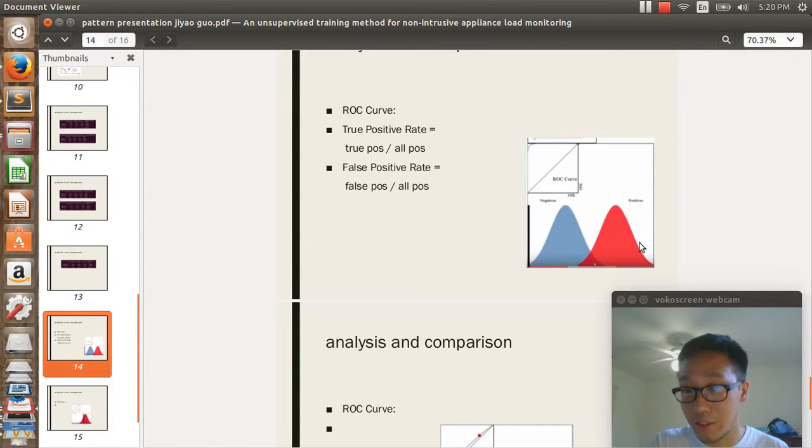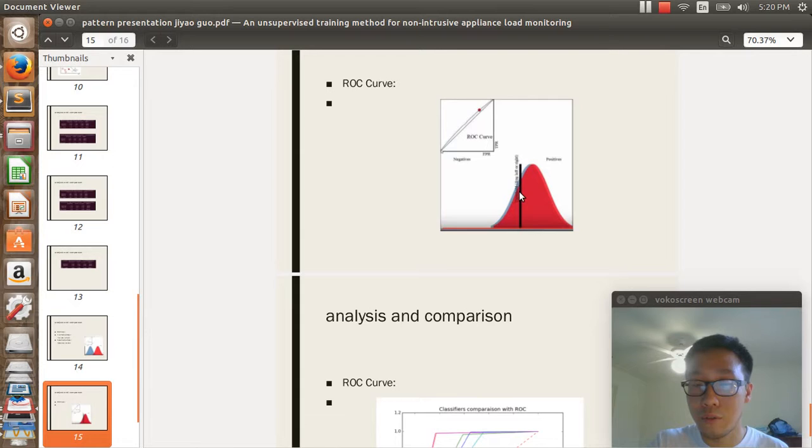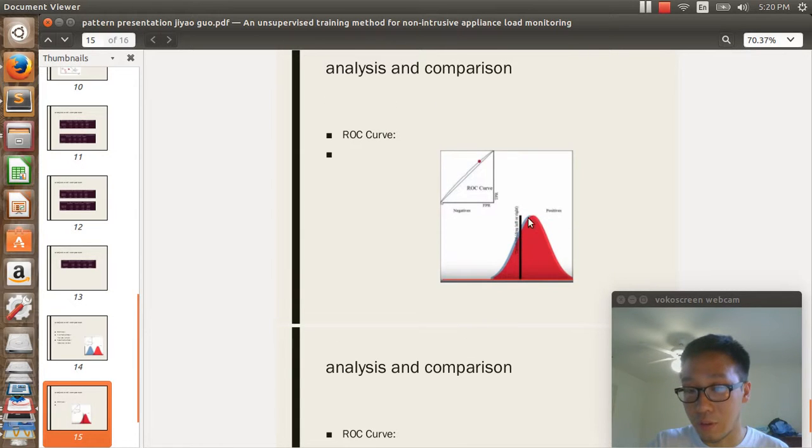You see, they are pretty separate. For a bad classifier, we draw a line here. What's the true positive rate? It's this area divided by all the right curve. And the false positive rate is all the blue part here divided by the blue curve. These values are pretty much the same because the curves are so close. It's not a good classifier. The curves are very close to the center line.